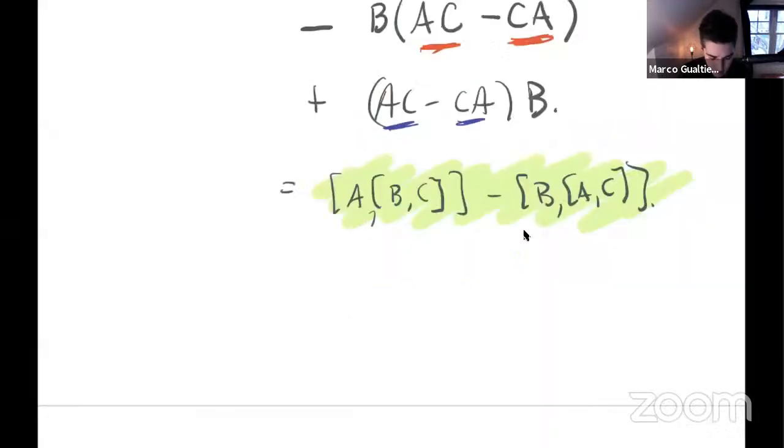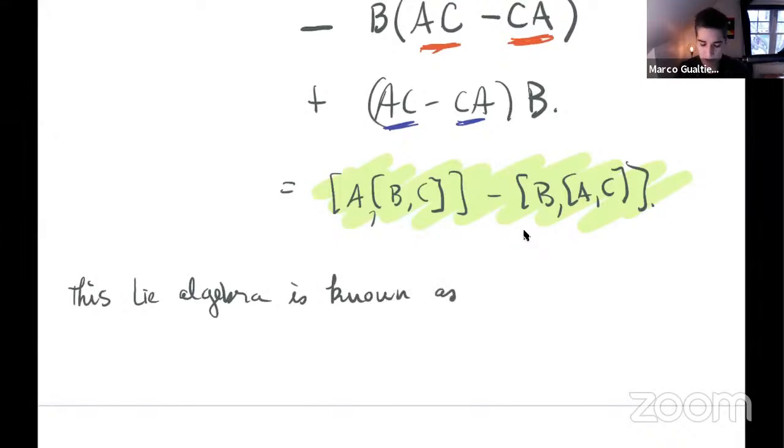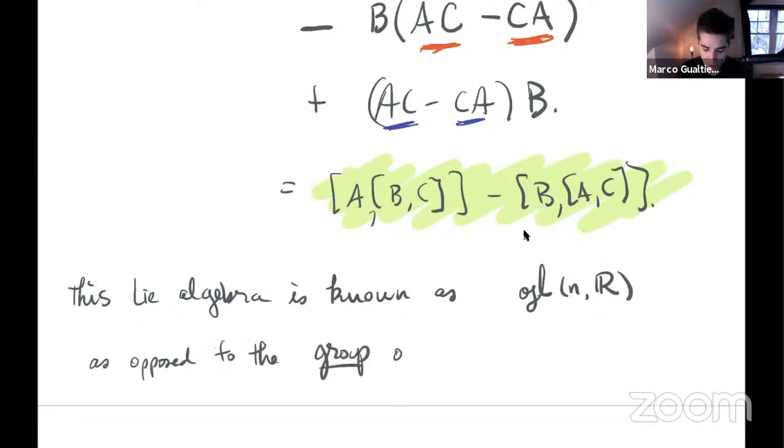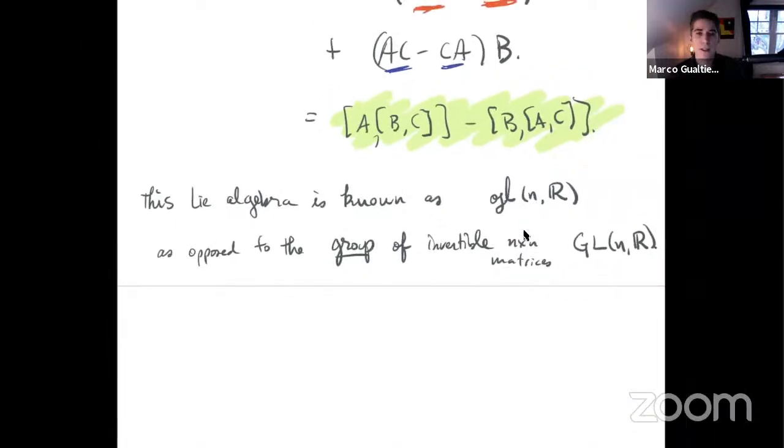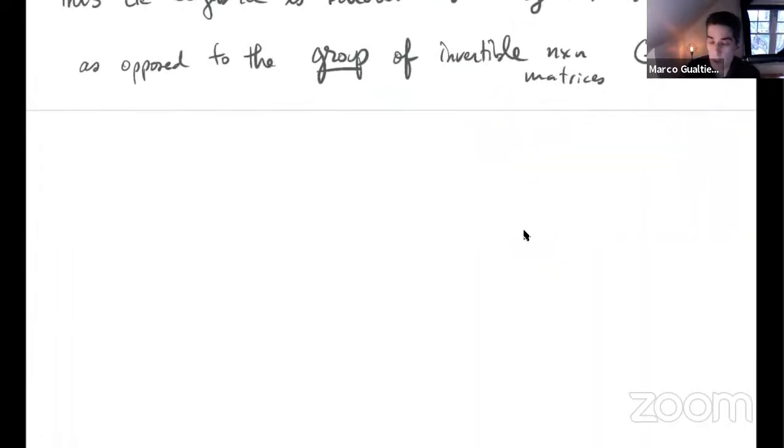This Lie algebra is known as little gl n R, as opposed to the group of invertible n by n matrices, which has the name big GL n R. Okay. Instead of dwelling on this, I just want to go to the second example, which is going to be the main one I need for right now.